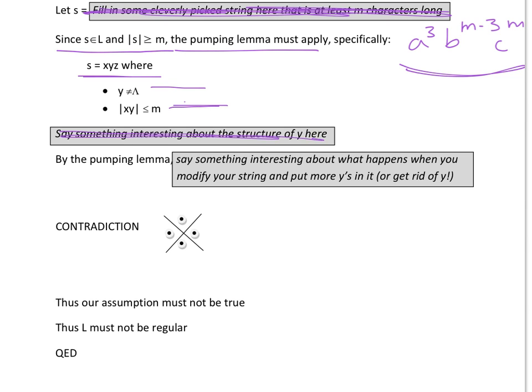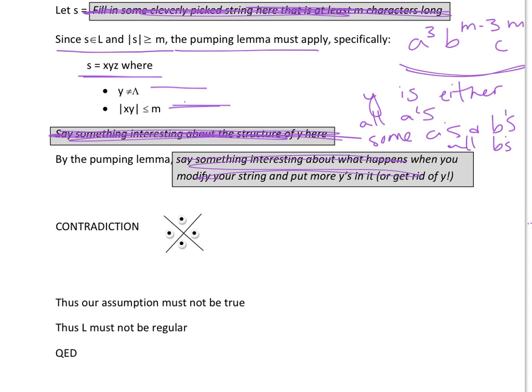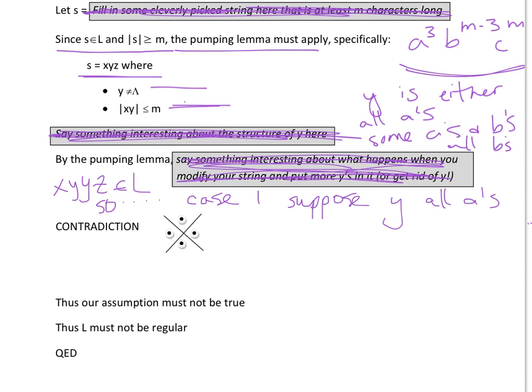Now we need to say something about the structure of y. Well, this is where we say the interesting stuff, where we say y is either all a's, some a's and b's, or all b's. And now I say, by the pumping lemma, x, y, y, z is in my language. And then what I have to do is I have to do all the cases. Case 1, suppose y is all a's. And then I go through the stuff I showed you on the previous page. Case 2, da-da-da. Case 3, da-da-da.